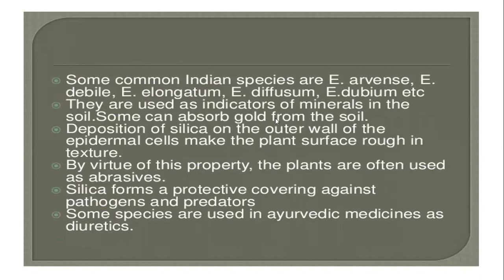Now, this is another important point to be remembered here. Equisetum species are considered indicators of minerals in the soil. That means to say, if the soil contains a huge quantity of minerals in a particular area, there will be more growth of Equisetum there, which indicates that we can mine the minerals present in that soil. Especially, they can absorb gold from the soil. So this is a very important indicator.